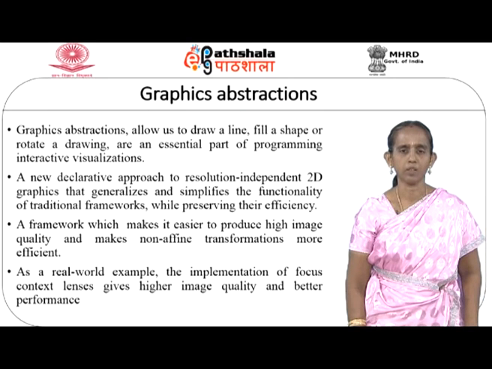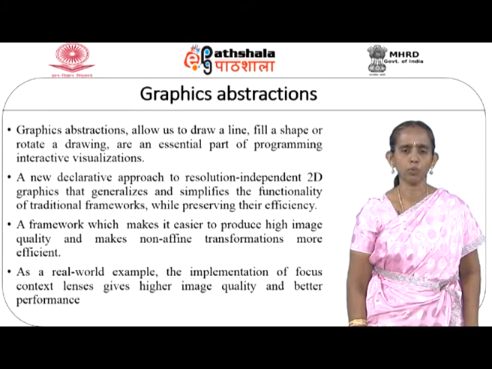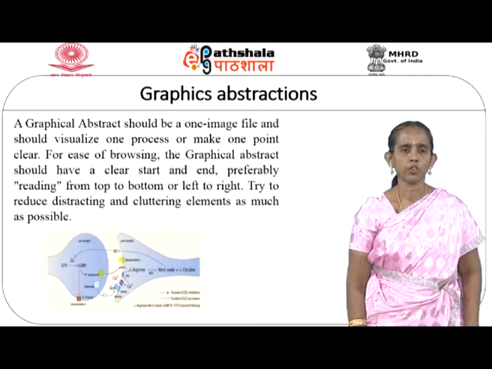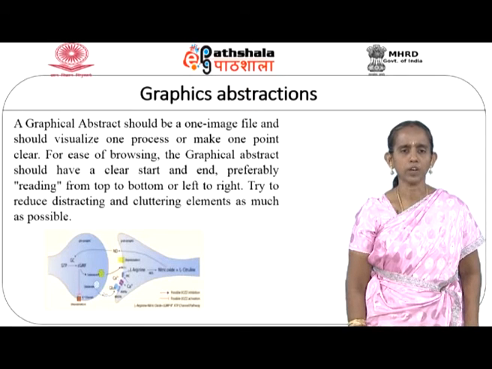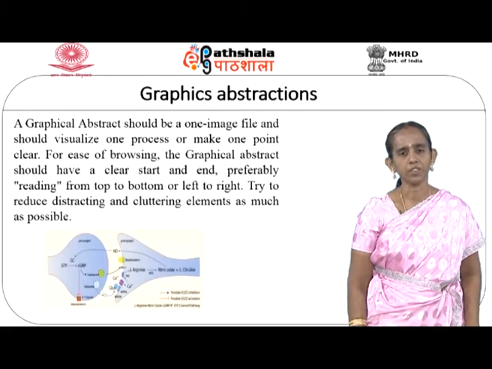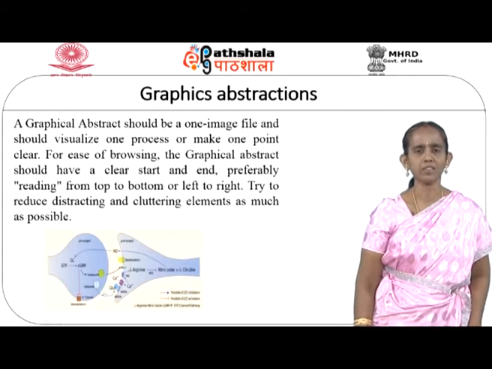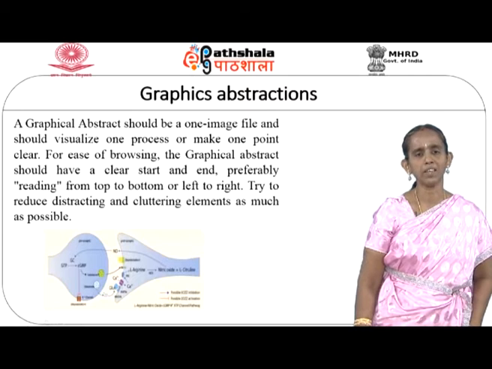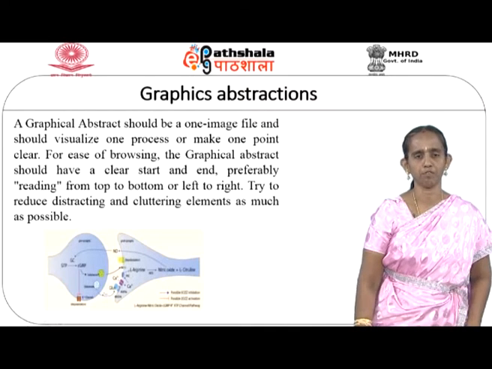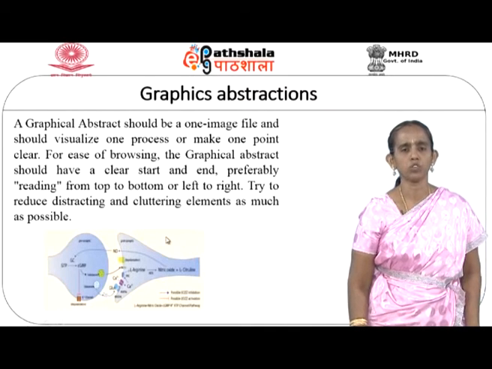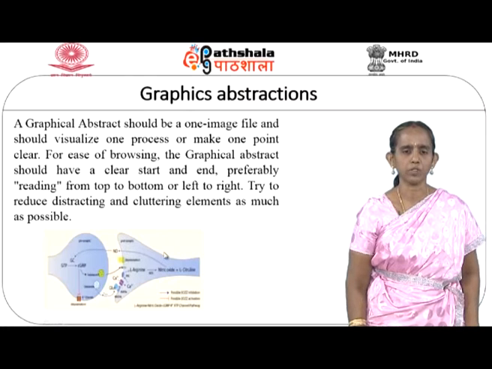As a real-world example of graphical abstraction, we can talk about the implementation of focus context lenses, which give higher image quality and better performance. A graphical abstract should be one image file and should visualize one process or make one point clear. For ease of browsing, the graphical abstract should have a clear start and end, preferably reading from top to bottom or left to right. We can try to reduce the distracting and cluttering elements as much as possible.